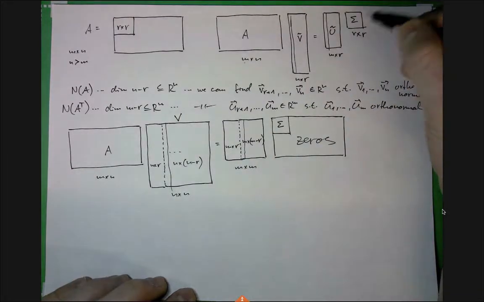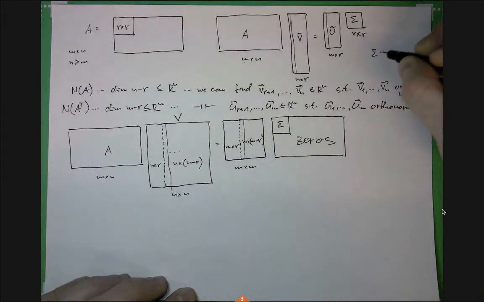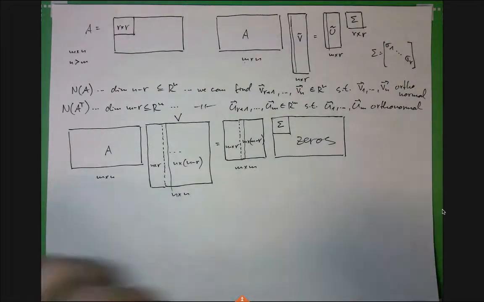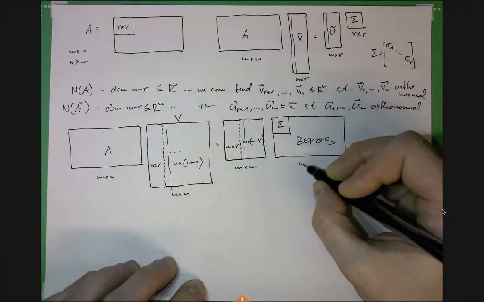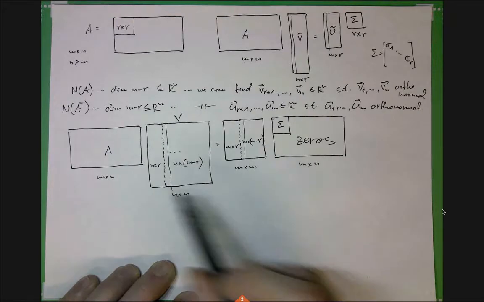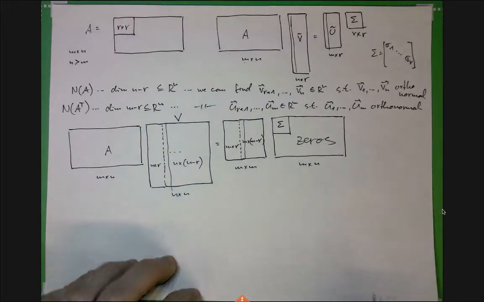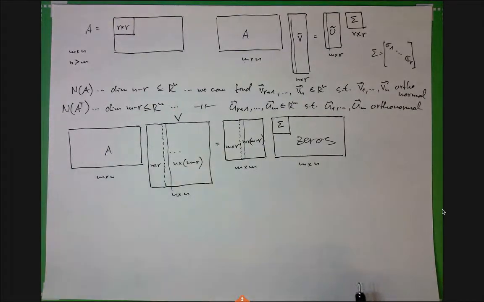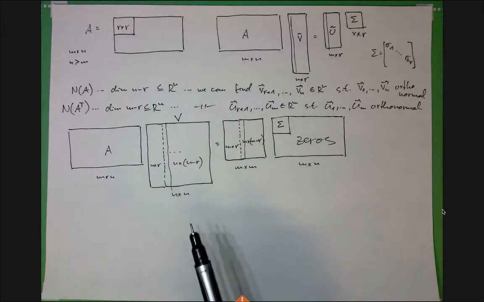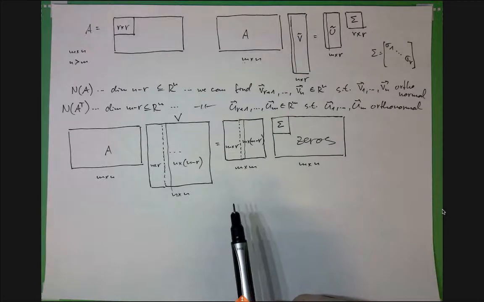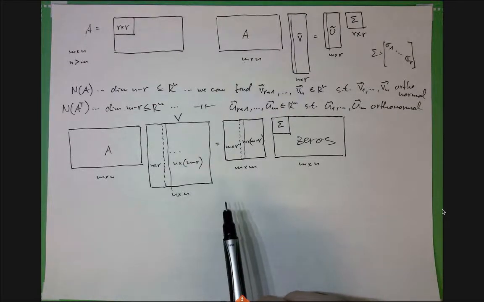Sigma is the diagonal matrix, right? Remember that this is sigma 1 to sigma r, like this. And this is an m by n matrix. Always check the dimensions. This is m by n, this is m by n. Good. And this is almost SVD. We just need one more step to get to the classical SVD form.